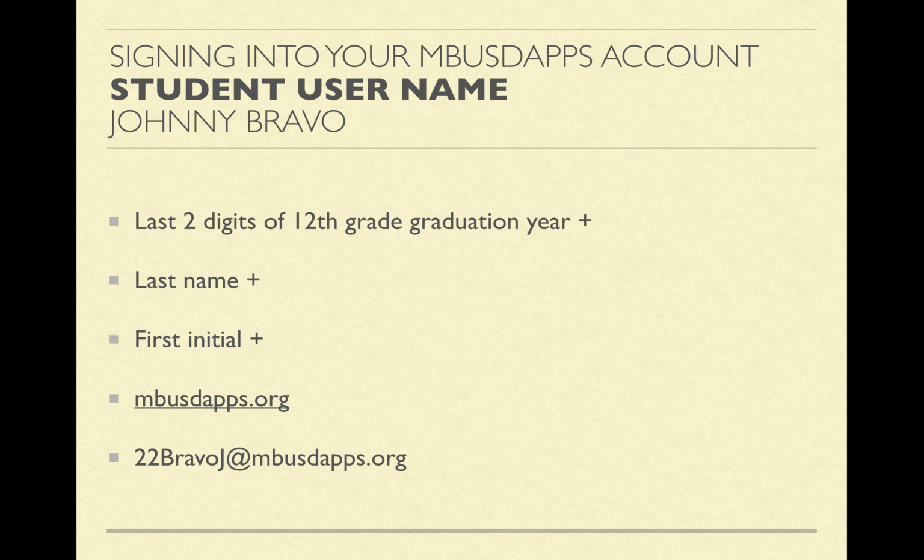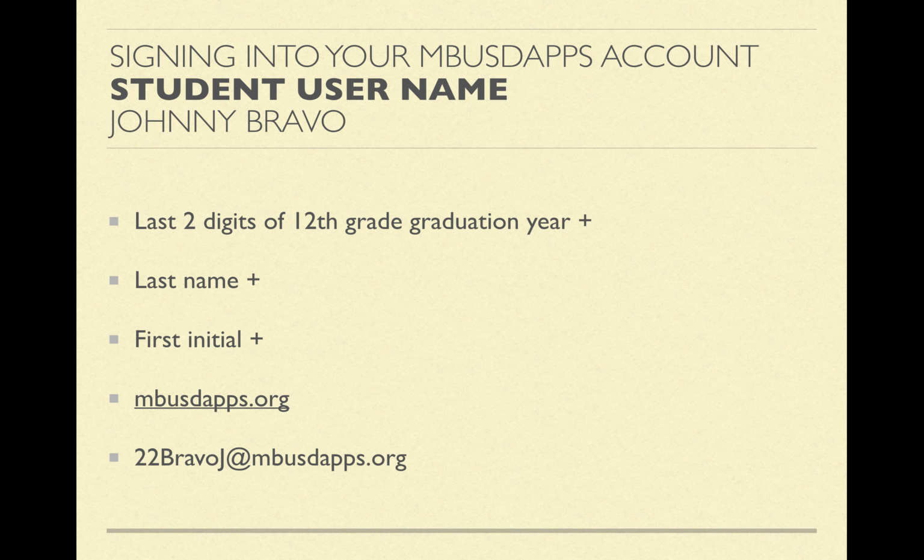Now, all students in our district have an MBUSD apps account, and all of those accounts start with the last two digits of the year the student will graduate from high school. For example, if your child will graduate in June of the year 2022, then that child's MBUSD apps account would begin with the number 22. After their two-digit graduation year, the account is followed by the student's last name. And finally, their first initial.